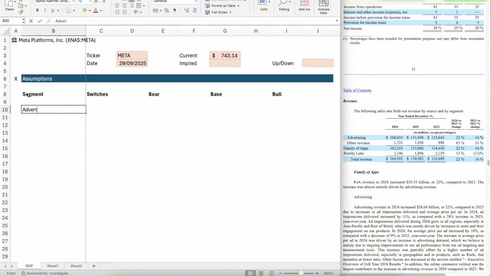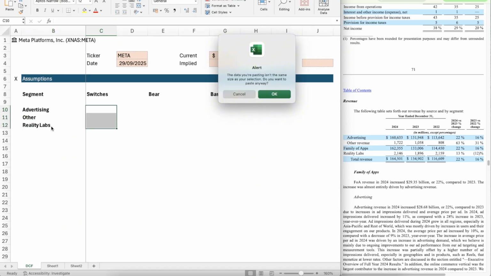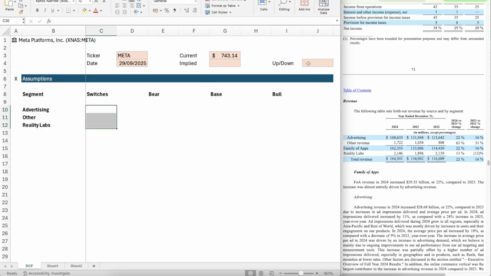We want advertising, other, and then Reality Labs.